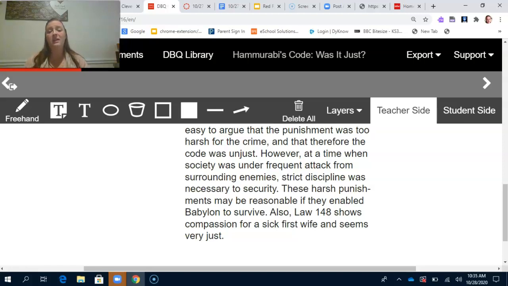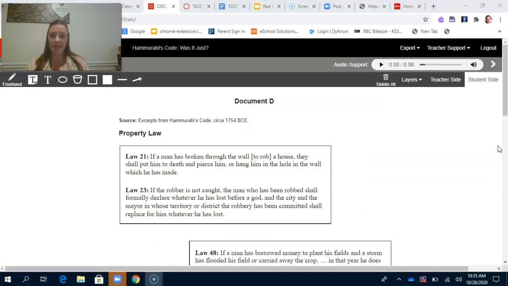So the harsh punishments may be reasonable because they allowed Babylon to survive. Also, guys, Law 148 shows compassion for a sick wife, and that seems to be very just. Let's move on to document D. So these are excerpts again from Hammurabi's code, and these have to do with property or owning things within Babylonia.